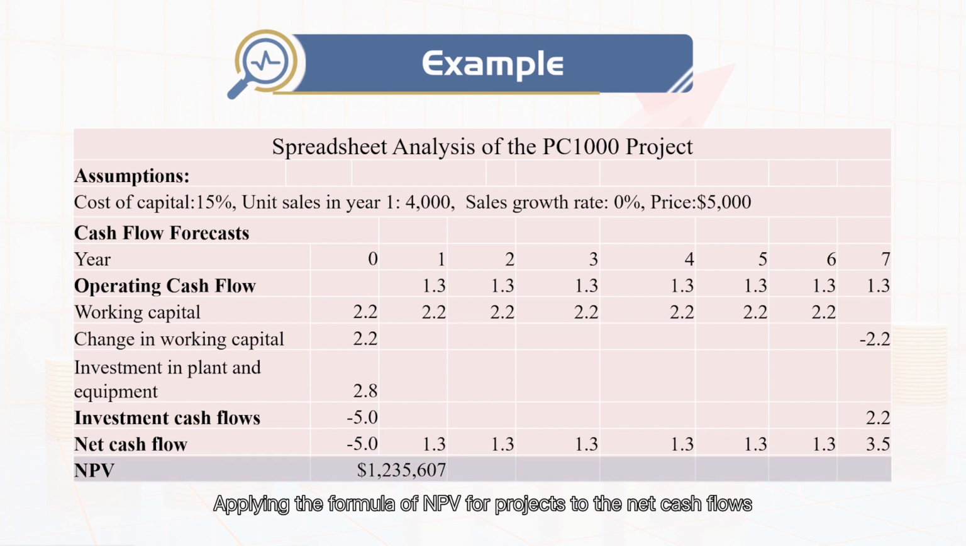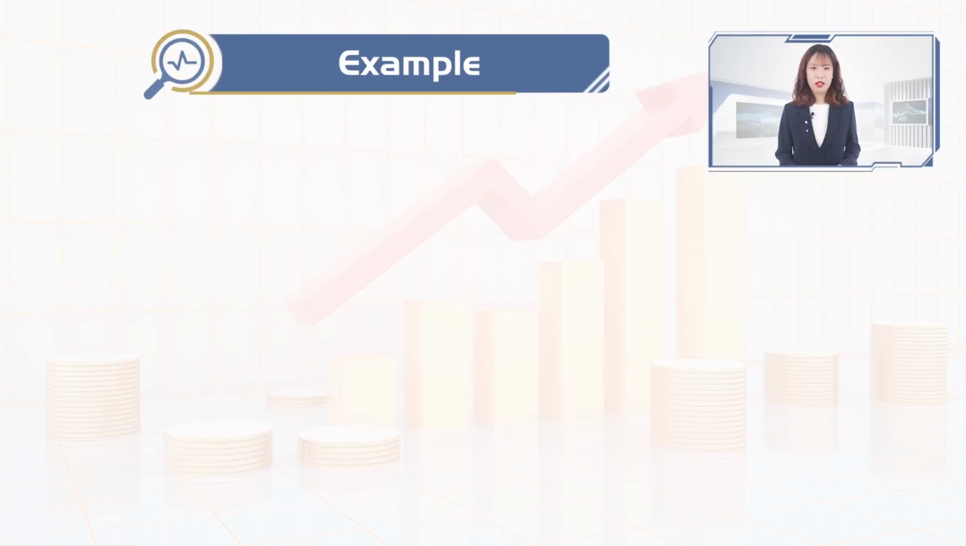Applying the formula of NPV for projects to the net cash flows, the NPV of this project is obtained as $1,235,607. This NPV is calculated under the sales volume of 4,000. What if the sales volume changes?